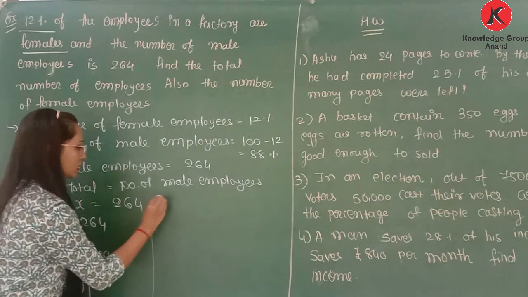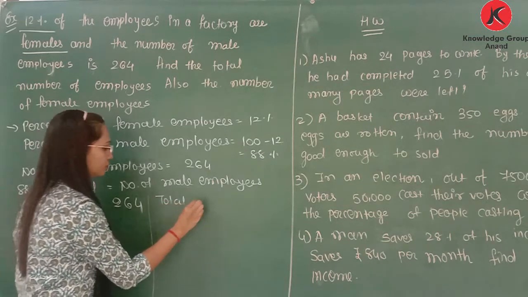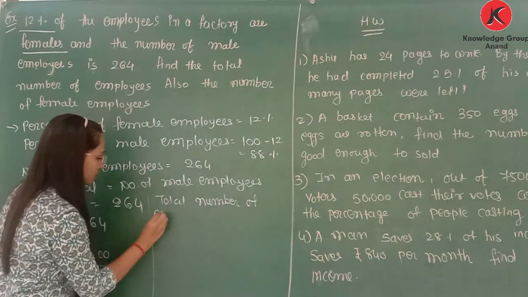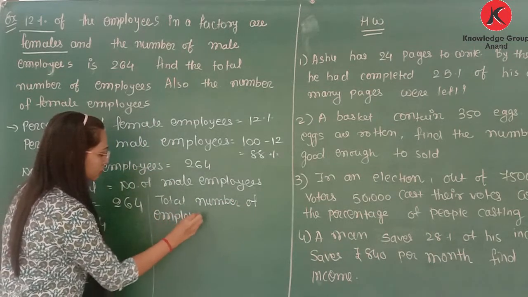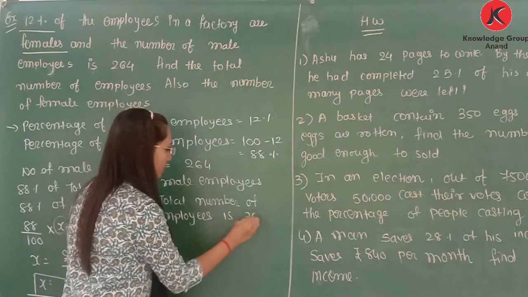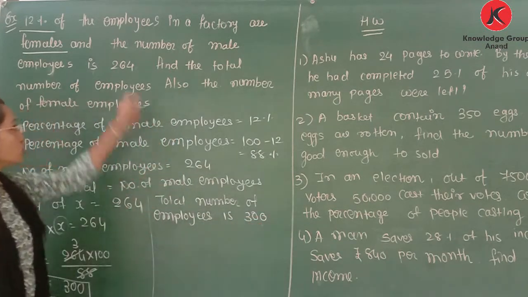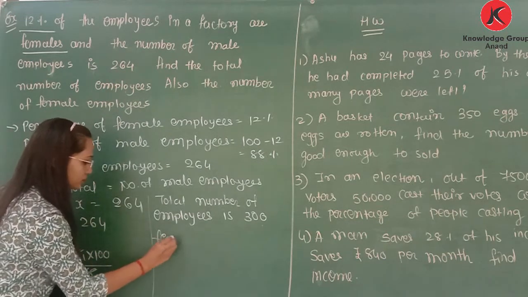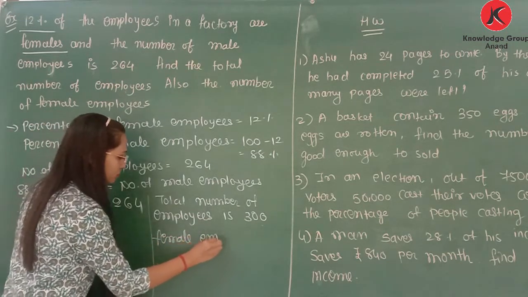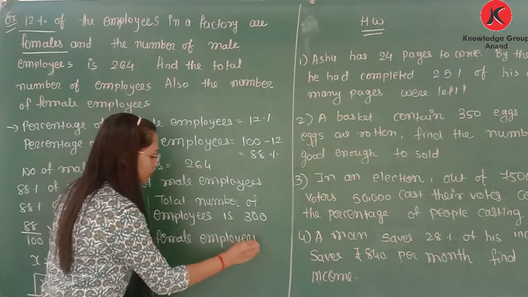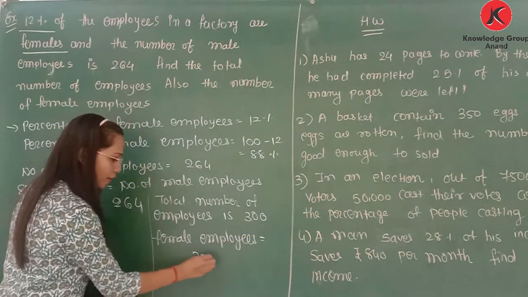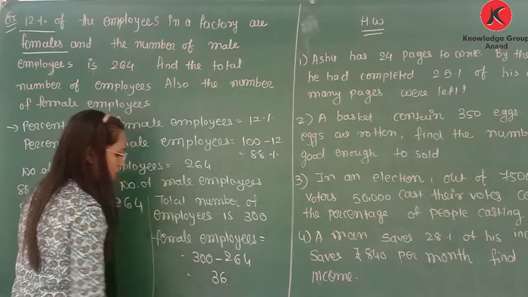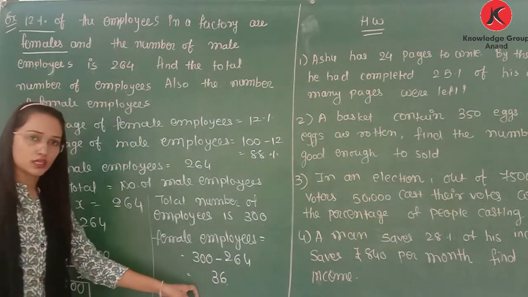We can write total number of employees is 300. Now from 300, 264 are male employees. So female employees is equal to total employees minus number of male employees, that is 36. So the number of female employees is 36.